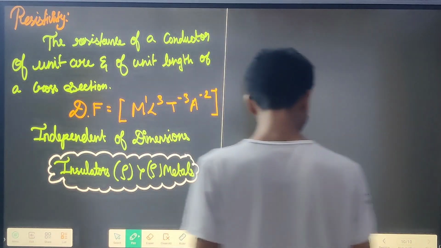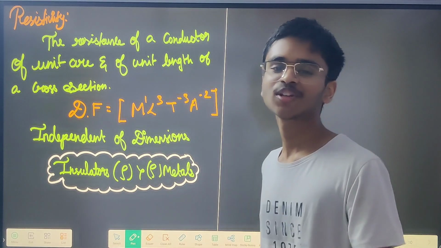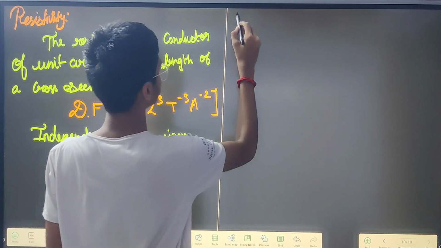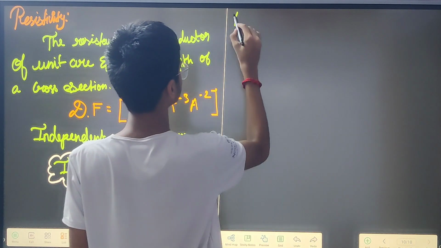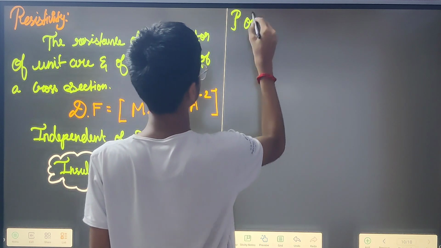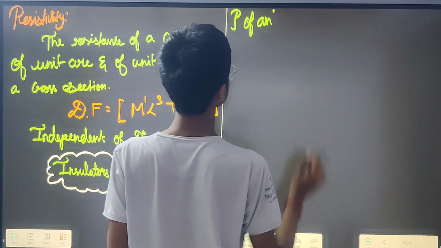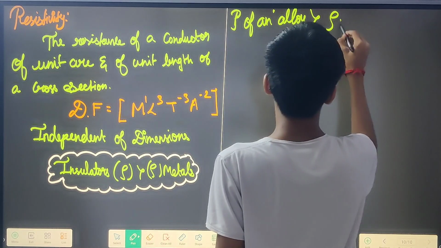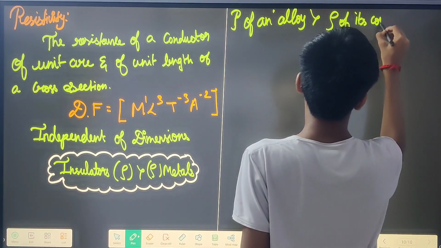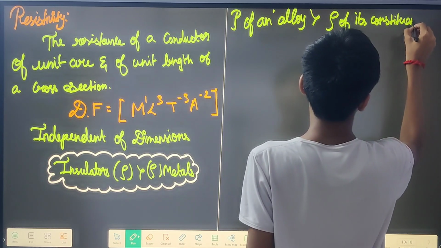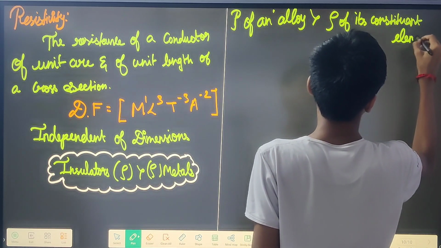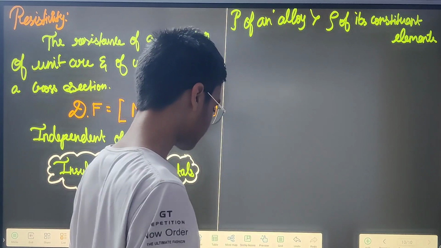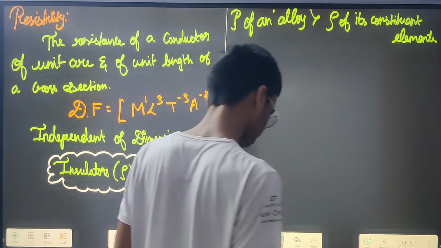So then the next thing is, the resistivity of an alloy is always greater than the resistivity of its constituent elements. Hereafter I'll write just rho. Okay, resistivity of an alloy is always greater than the resistivity of its constituent elements.